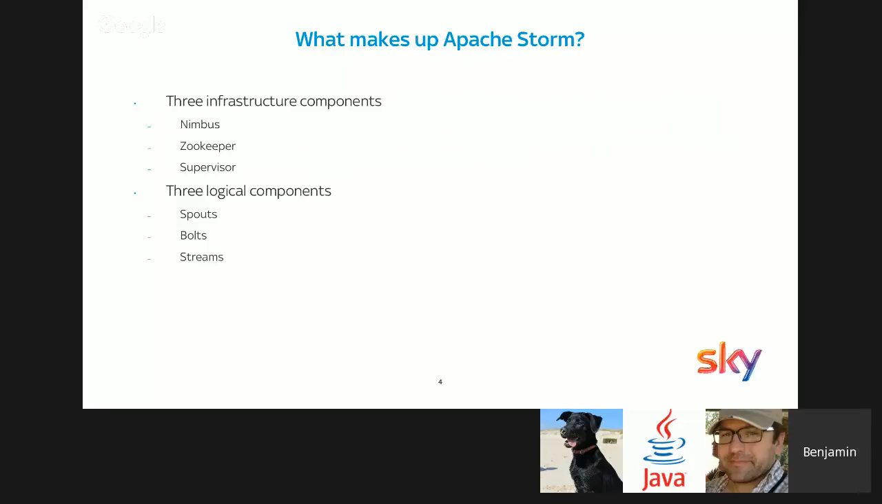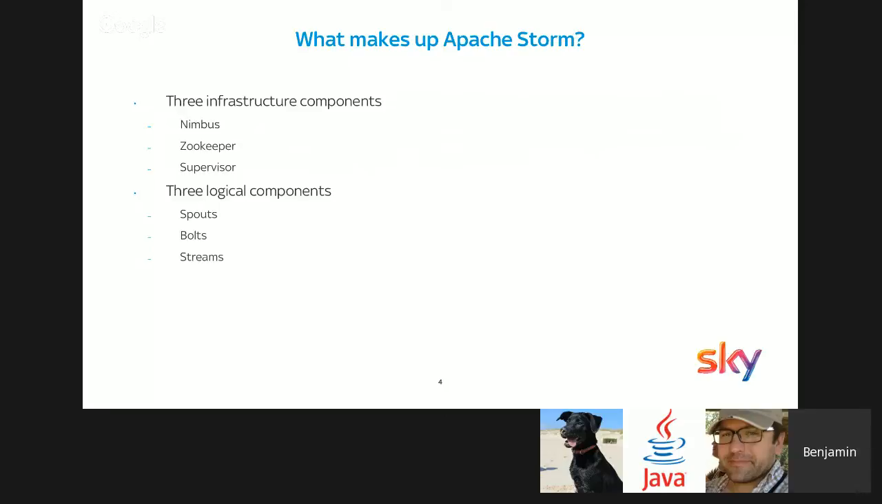So what makes up Apache Storm? Here are the key components. You've got 3 infrastructure components and 3 logical components. The 3 infrastructure components are Nimbus, Zookeeper, and Supervisor. I'm sure a lot of people have probably used Zookeeper. They've used Solr Cloud or a lot of other Apache technologies that have recently been used. It's quite popular. We've used it for a couple of years now with Solr Cloud, but it's the first time that we're using it with Storm.